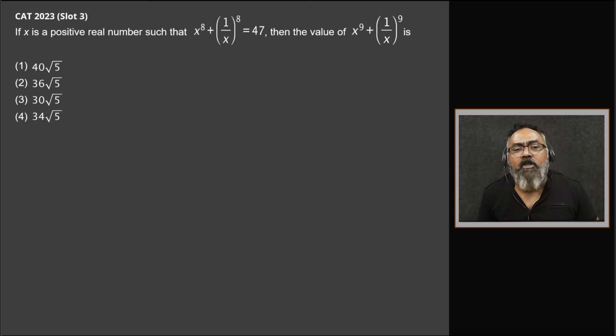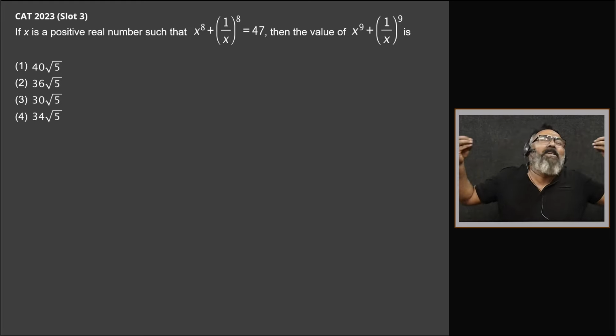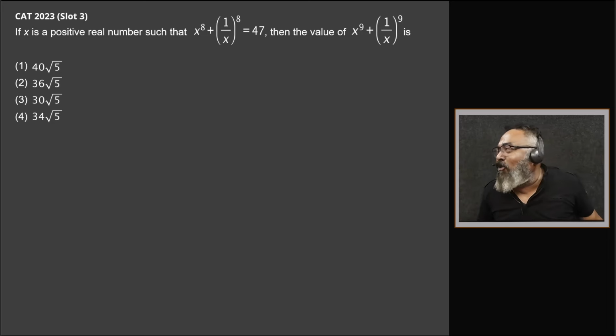For instance, let's look at this question of CAT 2023, slot number 3. Now, you could probably pause the video and try to solve it, up to you. Right. I'm guessing that you're looking at the question and going, this looks very hard. x is a positive real number such that x to the power of 8 plus 1 by x to the power of 8 equals 47. Then the value of x to the power of 9 plus 1 by x to the power of 9 is. And there are four options. Every single option has got square root of 5. You might be thinking, where is root 5 coming from?